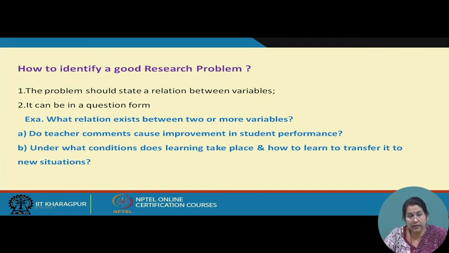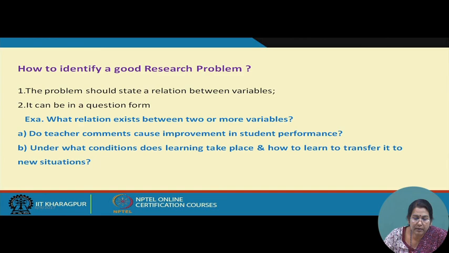When we are identifying a research problem, we also have to be very clear about how many variables it involves: whether one variable's impact on another, or 2, 3, or 4 variables. The minimum is that there must be at least 2 variables, and the problem should state that a relationship exists between these 2 variables.